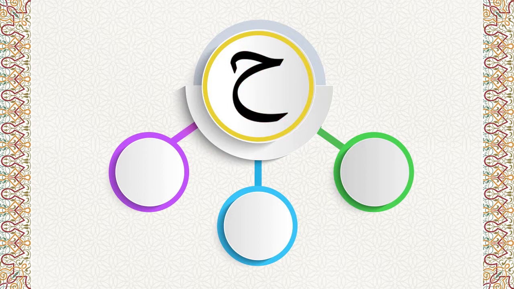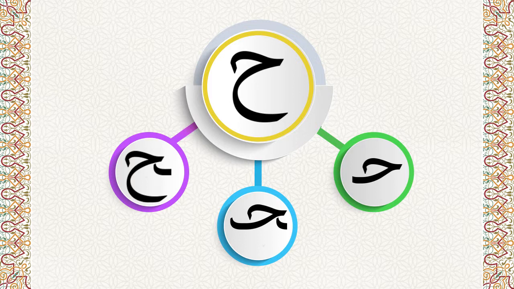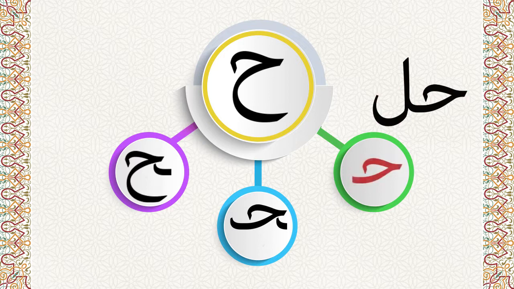Also Ha has three shapes. This is the shape of the Ha at the beginning of the letter, this is the shape of the Ha in the middle of the letter, and this is the shape of the Ha at the end of the letter. When Ha comes at the beginning of the letter, this is the shape. For example, Hillun. Here Ha is coming at the beginning of the letter.